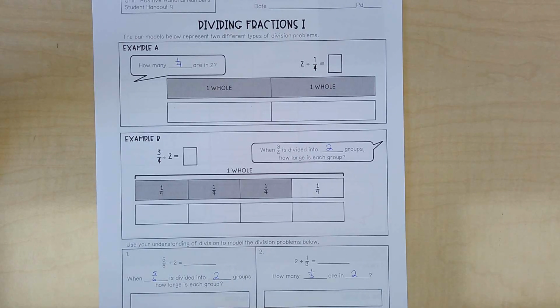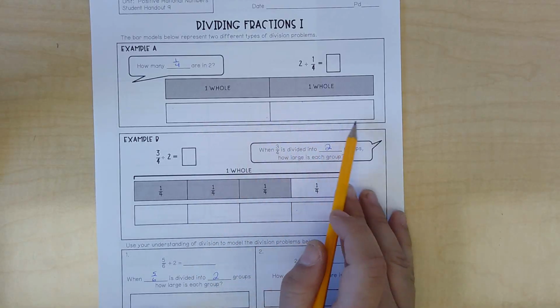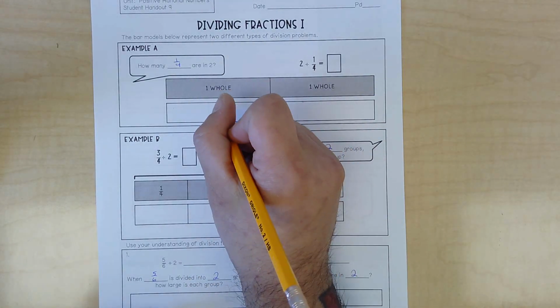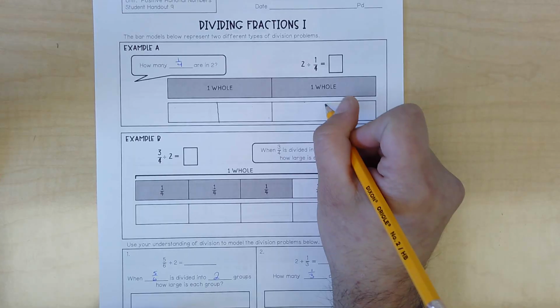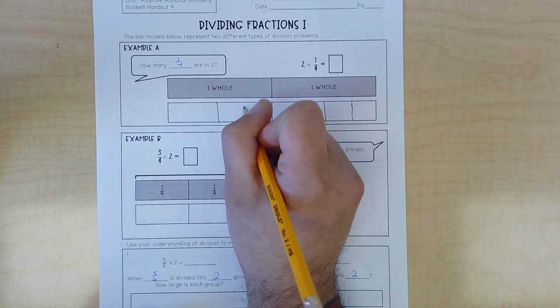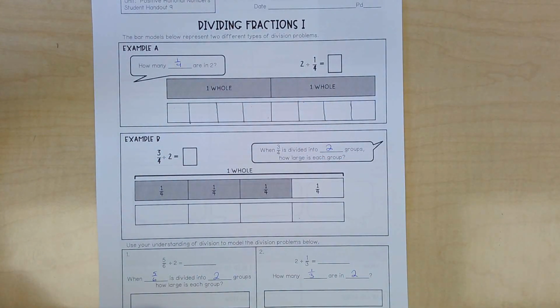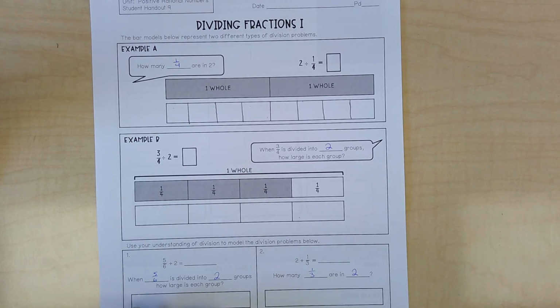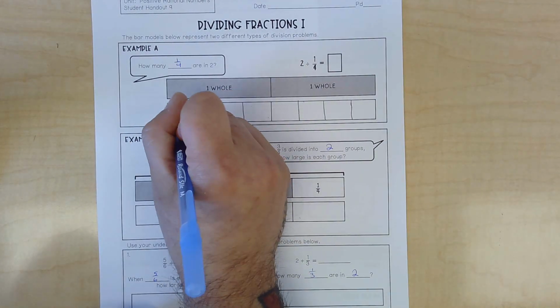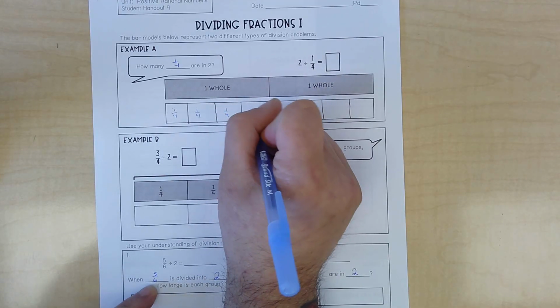Okay, well, in order to understand that, we have to partition each of these bars into fourths. So I'm going to split it in half here, and here, here, and here, here, and here. And on the inside, I'm going to write 1/4. Okay? Sorry about that. 1/4, 1/4, 1/4.